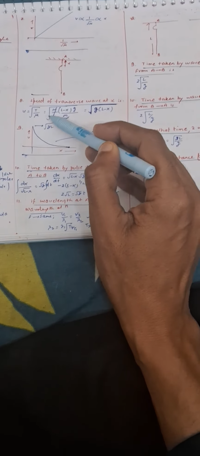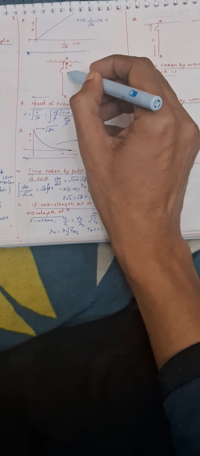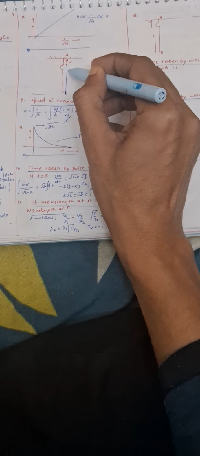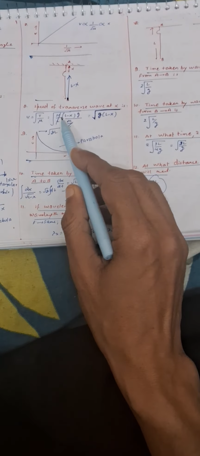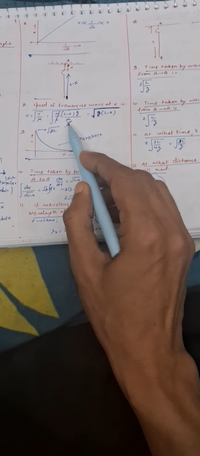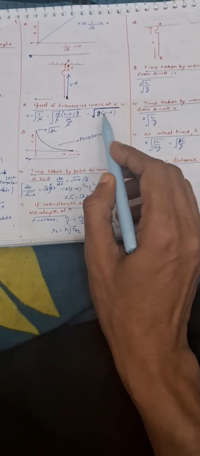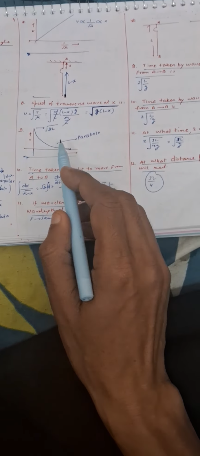The mass per unit length is m by l, and if this is x, then the length of the lower part is going to be l minus x. So the tension will be m by l into l minus x into g, and mu is the mass per unit length m by l. So the speed comes out to be root of g into L minus x.